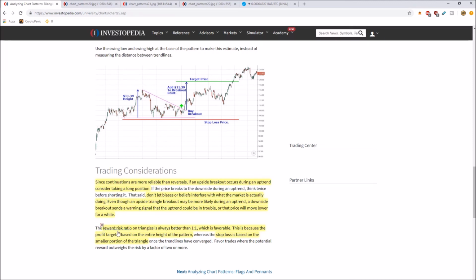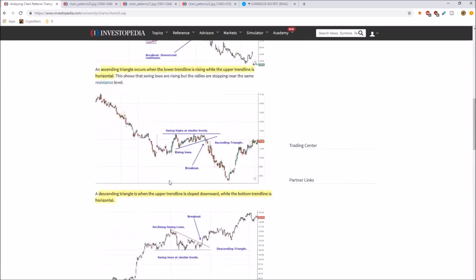The reward to risk ratio on triangles is always better than 1-to-1, which is favorable. This is because the profit target is based on the entire height of the pattern, while the stop loss is based on the smaller portion of the triangle. So here, again, you're buying this breakout and you're putting your stop loss right below the bottom side of the triangle. So these triangles are super easy.